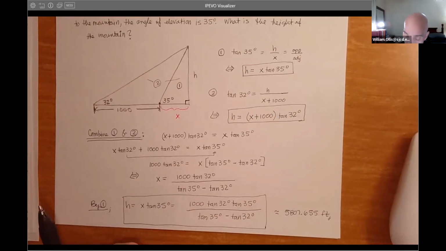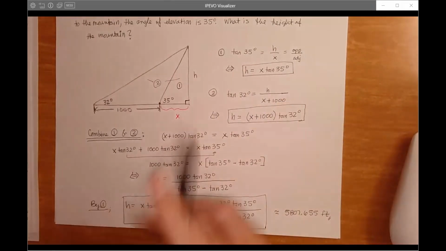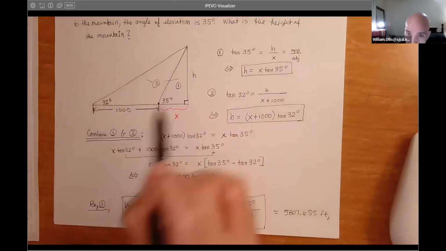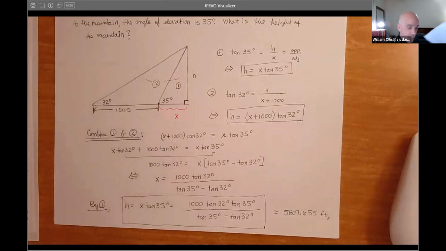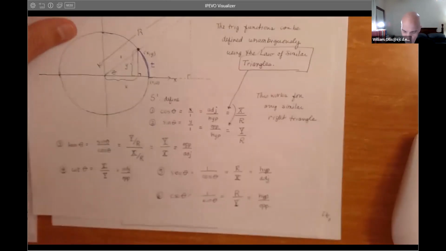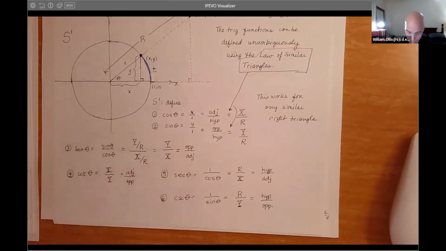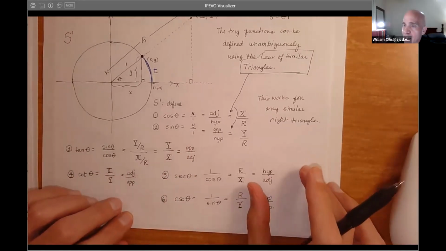Use tangent, yes, because it was easy, opposite over adjacent. See, opposite over adjacent. Okay, so Jay, that's a good question. Let me go back to the very beginning. See here, tan, opposite, adjacent. Oh, okay. Now I see. Yeah. Jay, that's a great question.